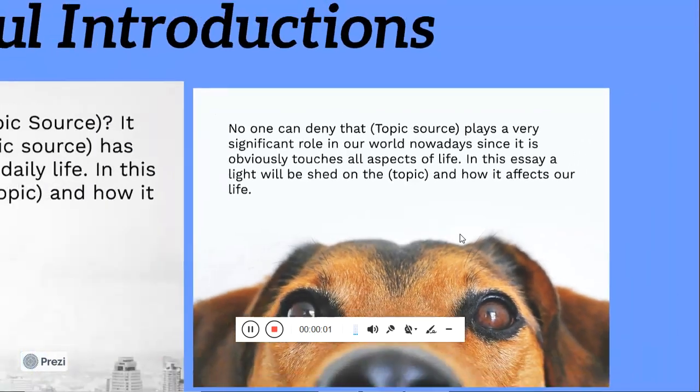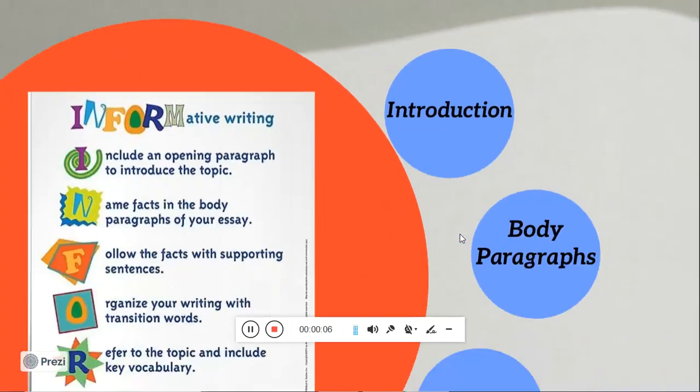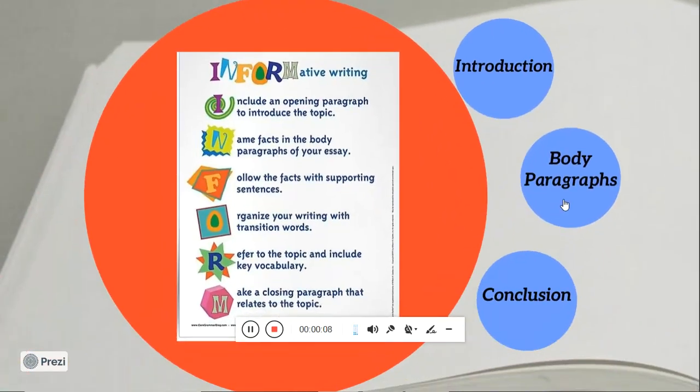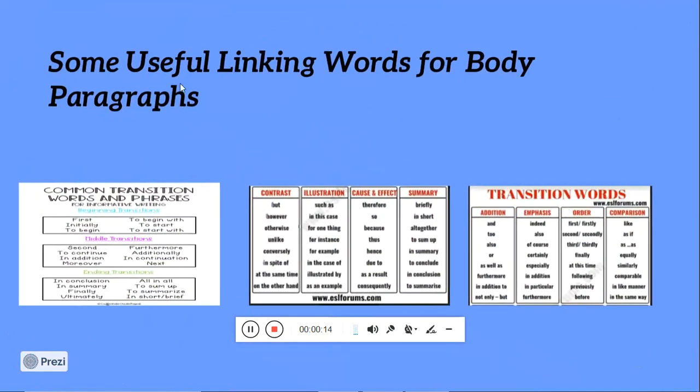I think we finished the introduction. Now let's move on to something else. So this is body paragraphs. We're still in the structure of body paragraphs. Here it can be two to three paragraphs, so at least 2, or they can be 3 paragraphs.